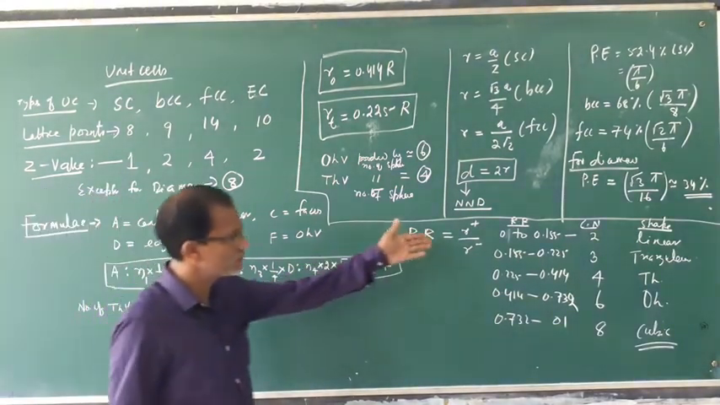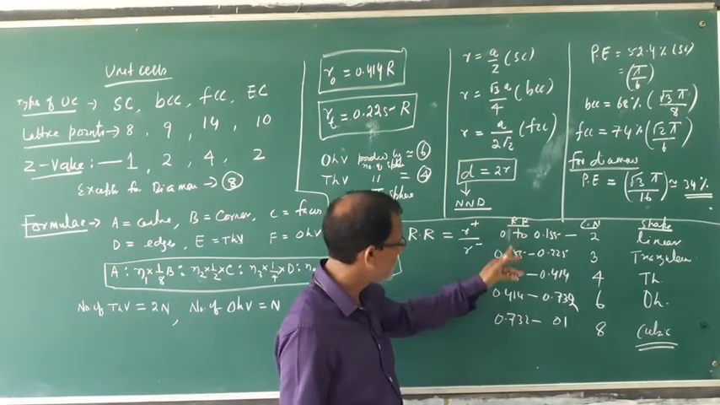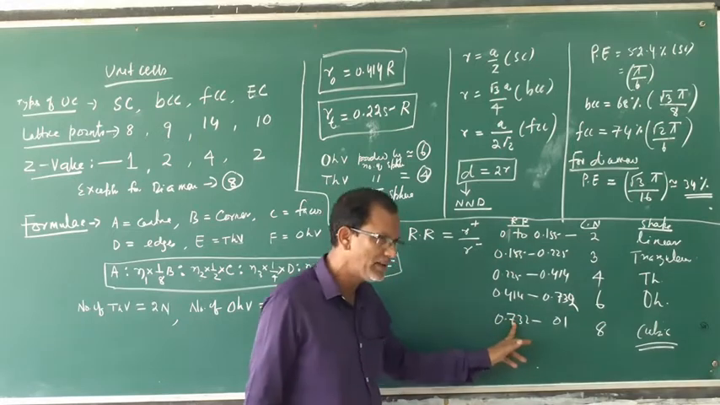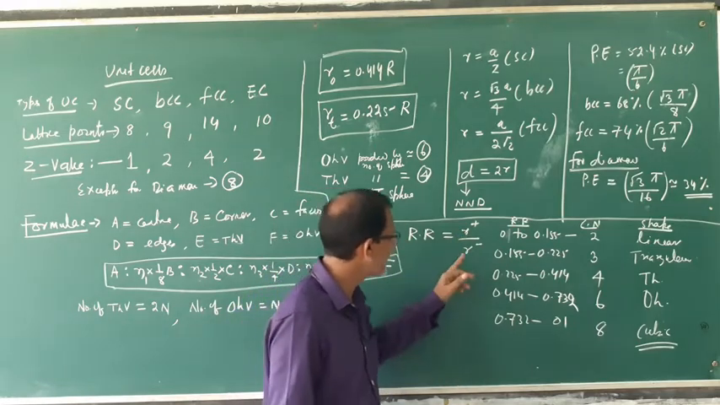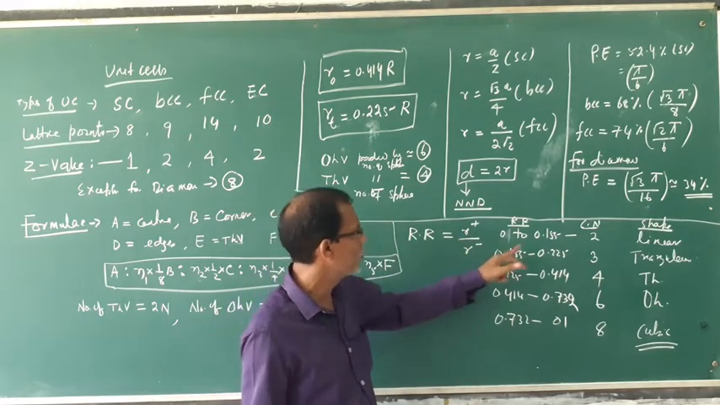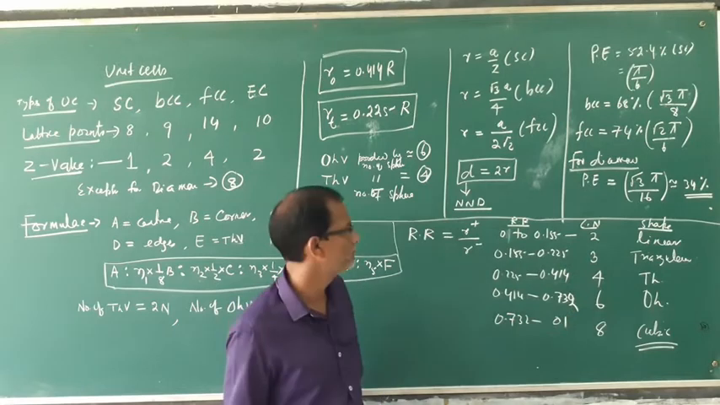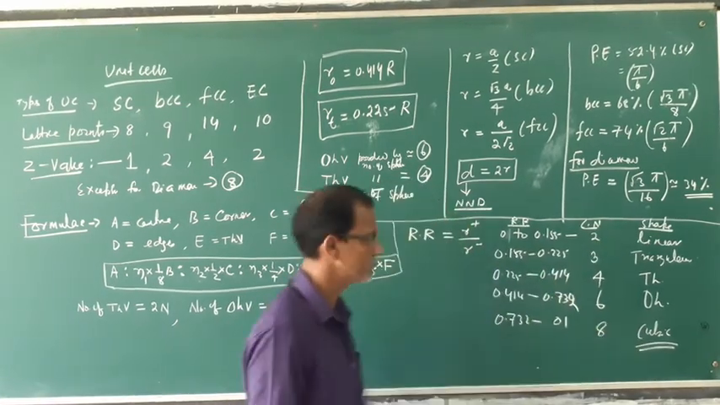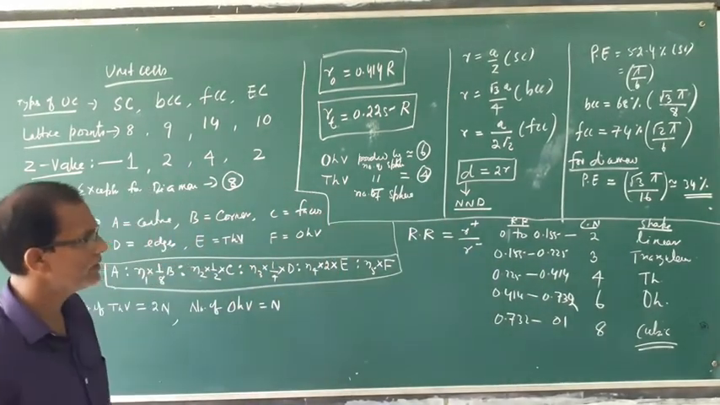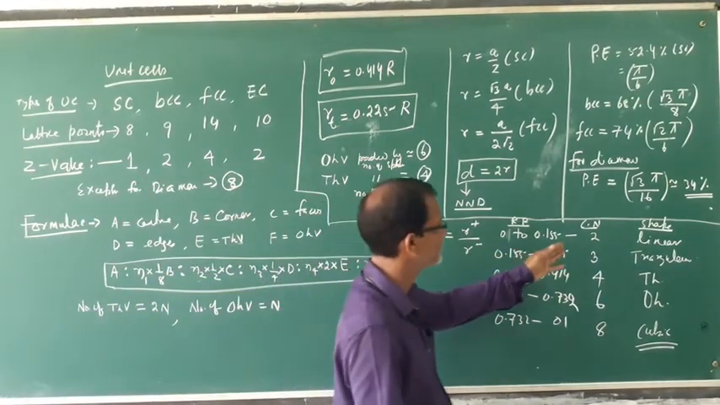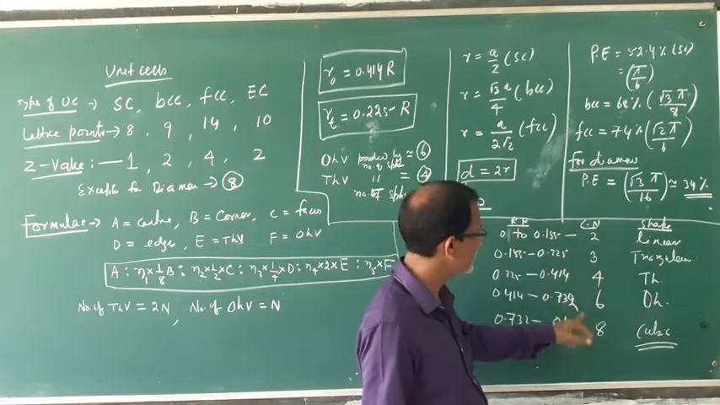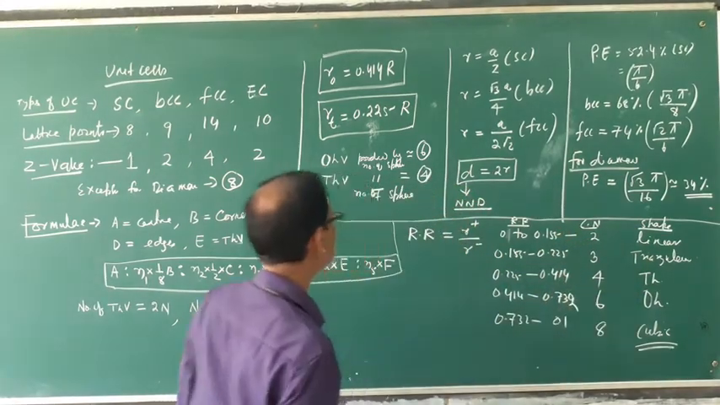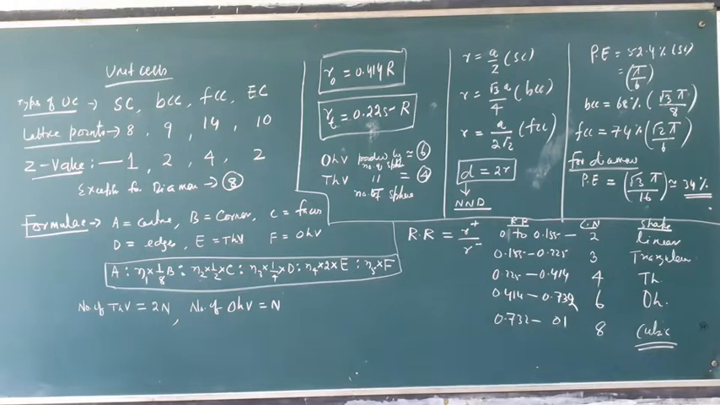What does the relation show? If the radius ratio increases, that means if cation size increases or anion size decreases, coordination number increases and the shape also changes. The shape of the crystal depends upon what? Radius ratio, coordination number and shape. Everything is related. The next part is very important.